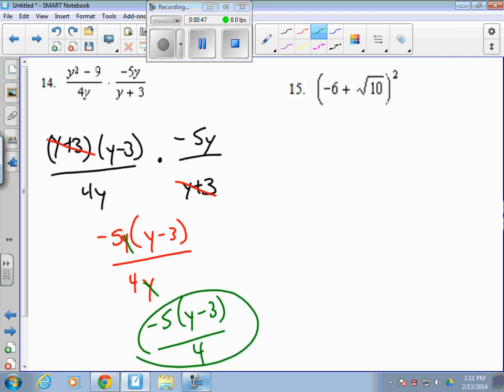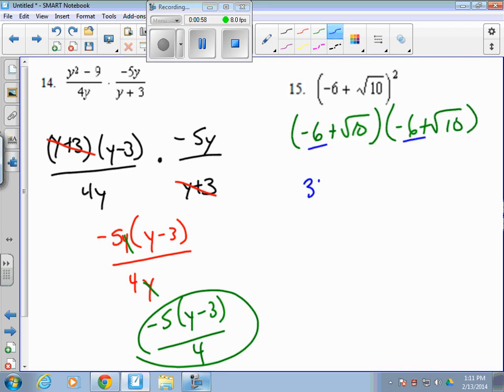15 says negative 6 plus the square root of 10 squared. That means you need to multiply it by itself or FOIL it out. So you do the first terms, negative 6 times negative 6 is positive 36. The outer terms, negative 6 times square root of 10 is negative 6 square root of 10. The inner terms, square root of 10 times negative 6, again, is negative 6 square root of 10. And then the last terms, square root of 10 times square root of 10, which is the square root of 100, which simplifies to 10, so plus 10.